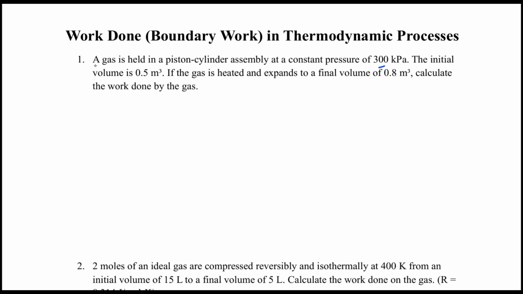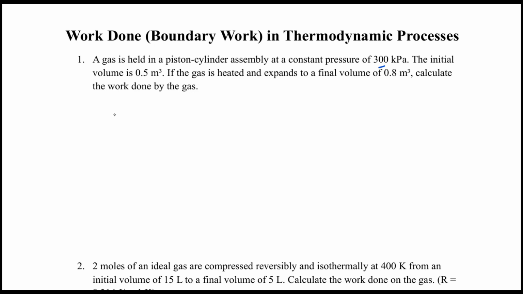Question first. A gas is held in a piston cylinder assembly at a constant pressure of 300 kilopascal. The initial volume is 0.5 meter cube. If the gas is heated and expanded to a final volume of 0.8 meter cube, calculate the work done by the gas.